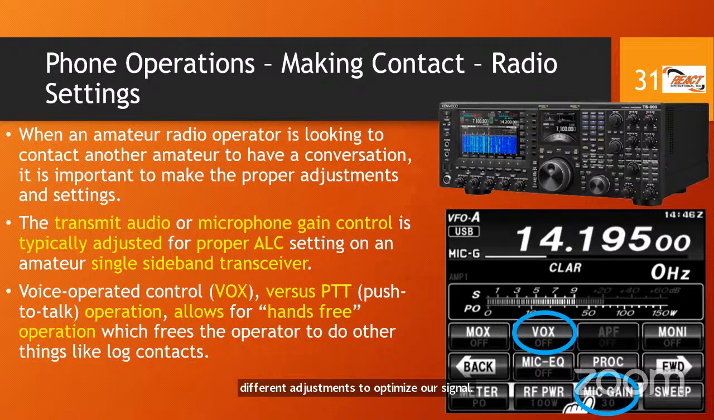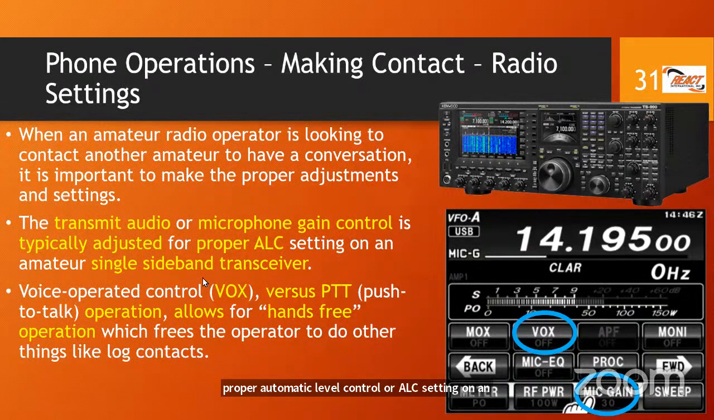So there are a couple of settings that we need to be aware of for the exam, and as an amateur radio operator in practice, we need to adjust these to tune them up appropriately so that our signal can be heard and received loud and clear. The second bullet point here is the transmit audio or microphone gain control, and we have highlighted it here. It can also be a button, or a touch screen on the LCD. Microphone gain control is typically adjusted for proper automatic level control, or ALC, setting on an amateur single sideband transceiver.